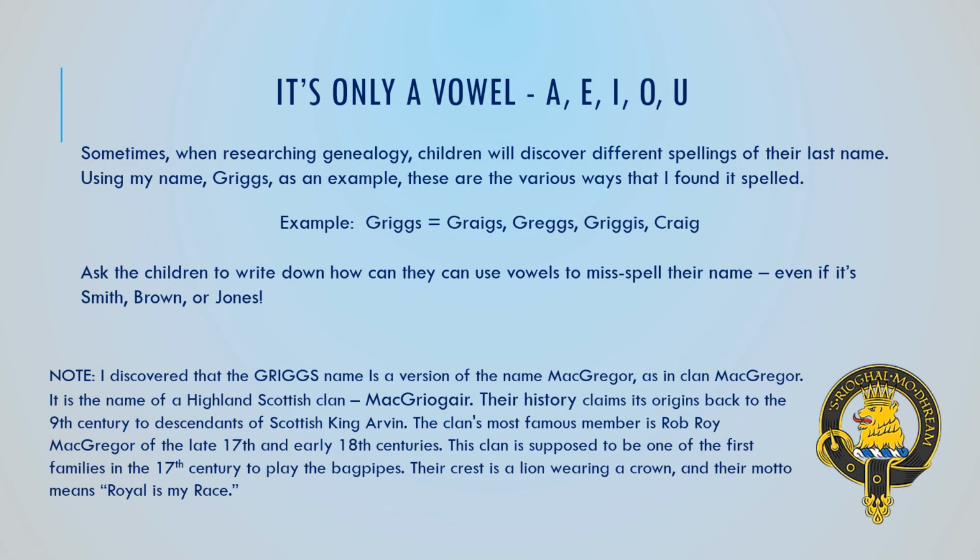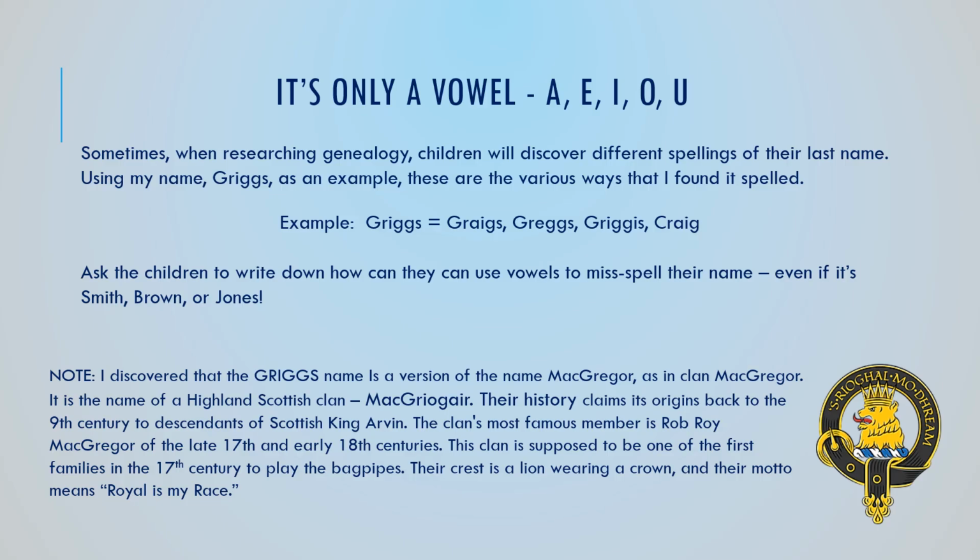Sometimes when researching genealogy, children will discover different spellings of their last name. Using my name Griggs as an example, these are the various ways that I found it spelled: Griggs, Craigs, Greggs, Griggus, and Craig. Ask the children to write down how they can use vowels to misspell their name, even if it's Smith, Brown, or Jones.